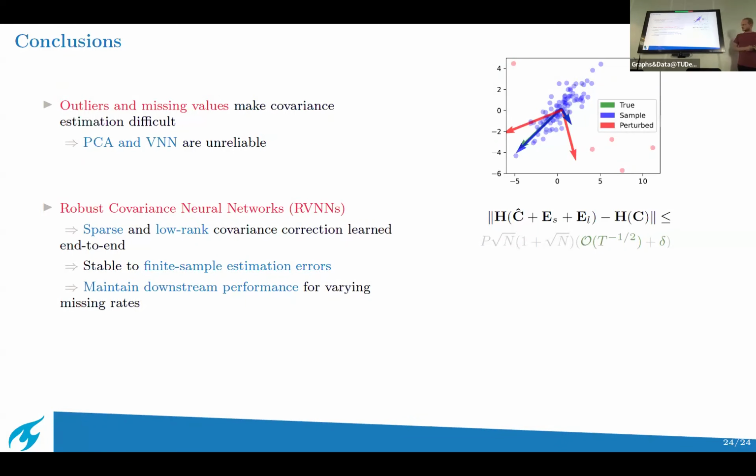And also experimentally, we showed that this framework is able to maintain the advantages of VNNs even when there are missing values. And doing this joint approach end to end works better than first reconstructing the covariance and then applying a VNN. So there is an advantage in this joint estimation.